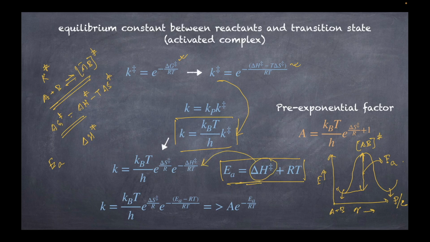So let's put this. So K will be equal to kBT divided by h, e to the power delta S double dagger by R, exponential minus EA minus RT divided by RT. So let's combine all these and write down K equals A times e to the power minus EA divided by RT. So all this expression apart from the activation energy part is put in the expression of A.